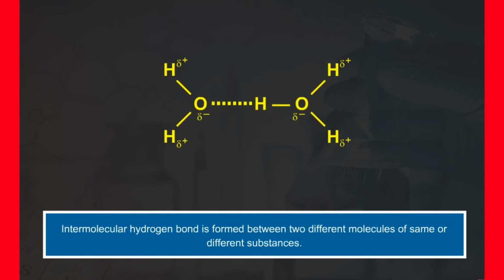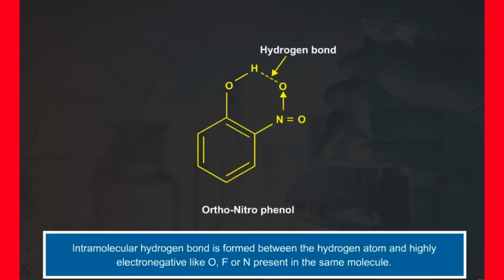Intermolecular hydrogen bond is formed between two different molecules of the same or different substances. For example, hydrogen bonding in water molecules. Intramolecular hydrogen bond is formed between the hydrogen atom and a highly electronegative atom like oxygen, fluorine or nitrogen present in the same molecule. Hydrogen bond in orthonitrophenol is an example of this type.